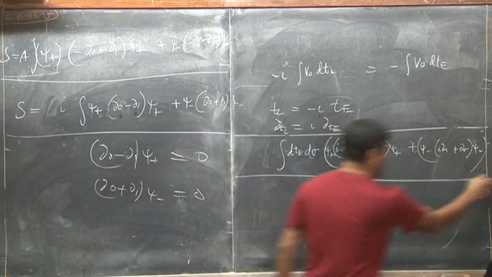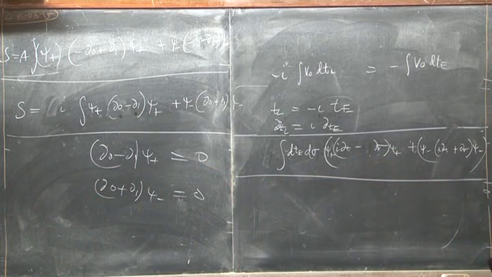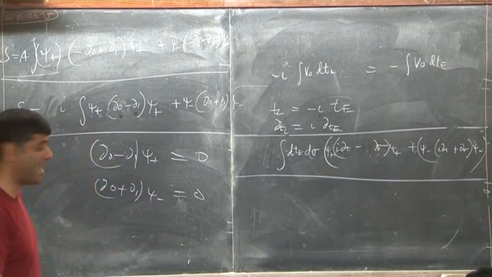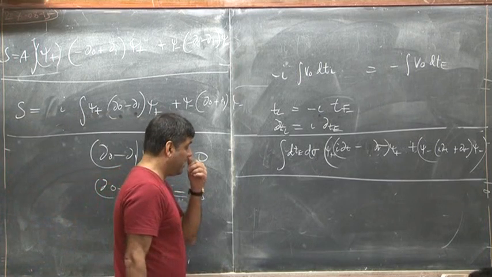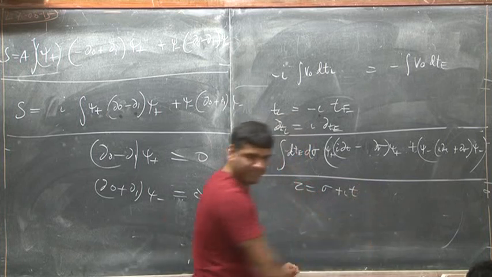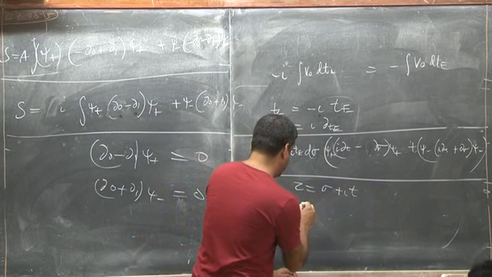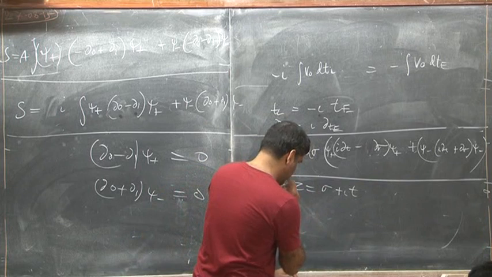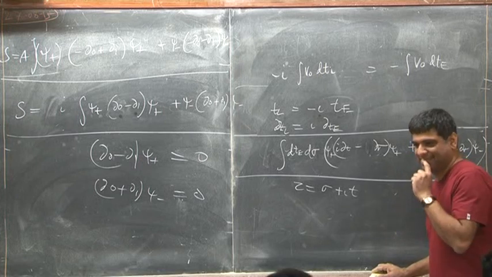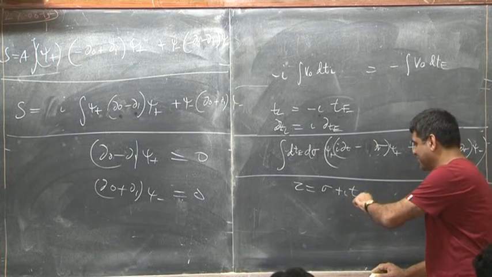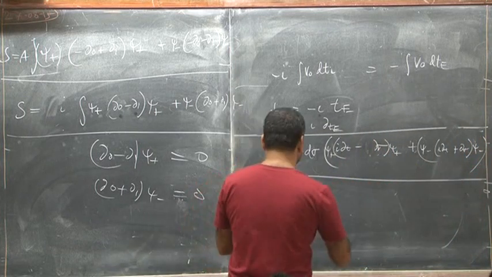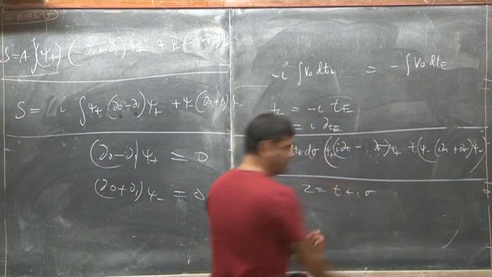And then finally, we want to rework this in terms of z and z bar. So what were our z and z bar derivatives? We had z equal to sigma plus i t, no, is that repeated? Can somebody look up there? What was our z? Was it this way or t plus i sigma? z was equal to t plus i sigma.